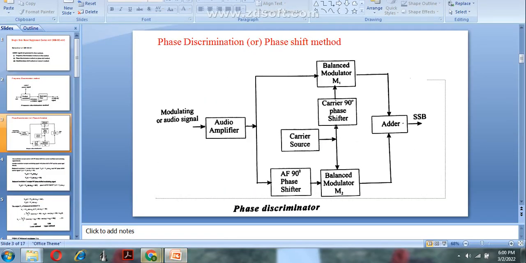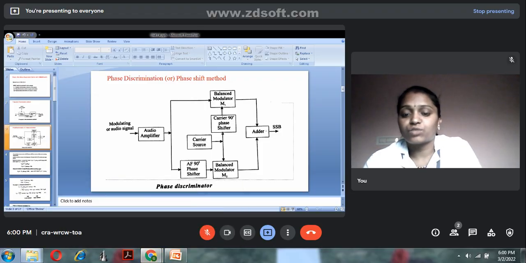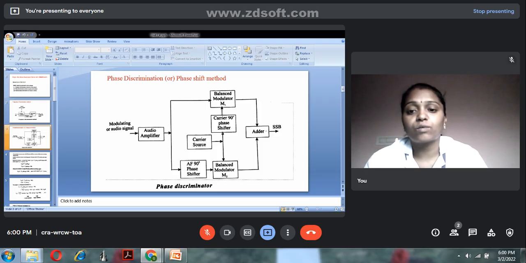Next, phase discrimination method or phase shift method. So in this method we are applying the message signal or audio signal into an audio amplifier, and that output will be given to a balance modulator. So first, the message signal is given directly to BM1, that is balance modulator 1, and the 90 degree shifted message signal, that is audio signal, will be given to balance modulator 2. The AF audio frequency tone is given a 90 degree phase shift, then it will be given to balance modulator 2.